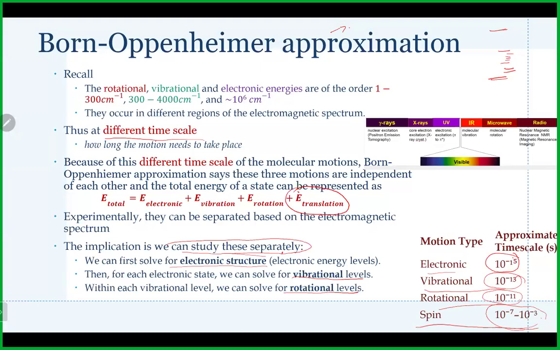Long and short, because they occur at different time scales, the different motions present in molecules can be studied separately. So if you're looking at an instrument that is working in this time frame, you know that you can easily study rotational motion without considering electronic.